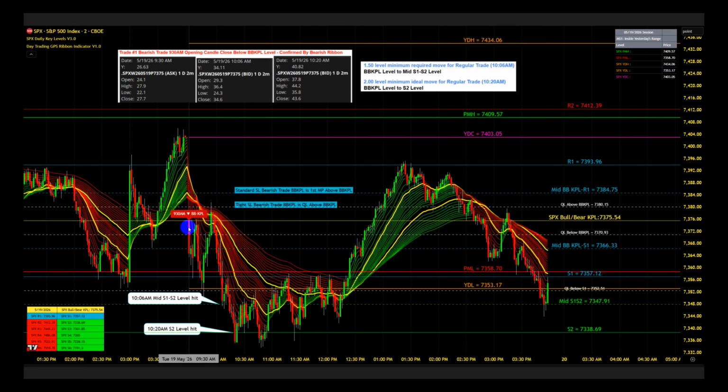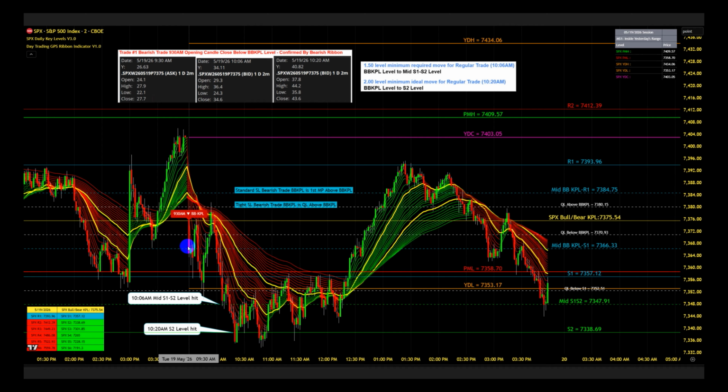opening candle. If the candle closes above the bull bear key price level, then instead you would see a green alert label, and that green alert label would be below the candle in question. In this case, the candle closes below, so we're getting the bearish alert on the 9:30 a.m.